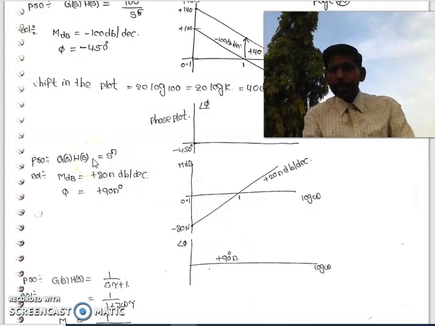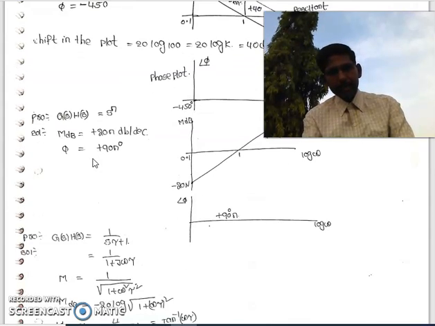Whenever poles are present, that is in the denominator, if an s power term is there, then the magnitude is minus 20 dB per decade. If one pole is present in the denominator, it is minus 20 dB per decade. If n poles are present in the denominator, then the slope magnitude will be minus 20 n dB per decade.